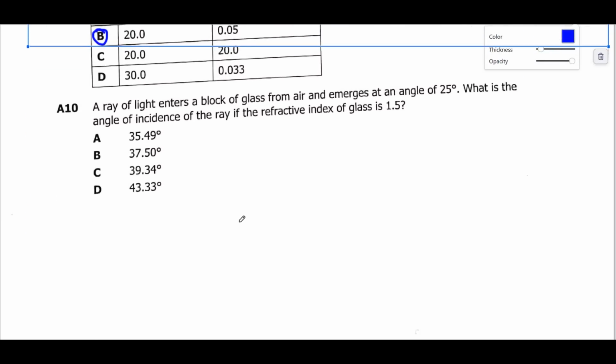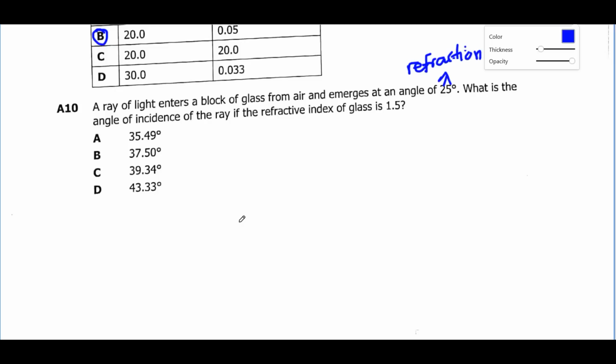So question 10. A ray of light enters a block of glass from air and emerges at an angle of 25 degrees. What is the angle of incidence of the ray if the refractive index of glass is 1.5? So this 25 will be our angle of refraction.